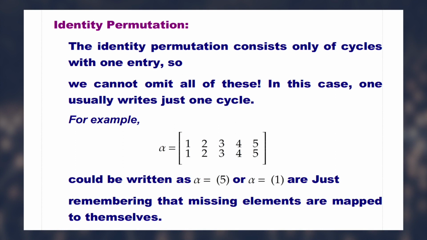For example, alpha is equal to 1 goes to 1, 2 goes to 2, 3 goes to 3, 4 goes to 4, 5 goes to 5. It could be written as alpha is equal to the cycle 5, or alpha is equal to the cycle 1. Or, just remembering that missing elements are mapped to themselves.